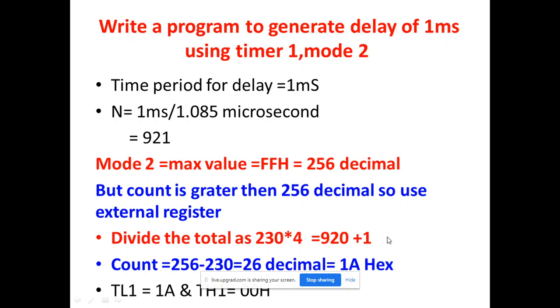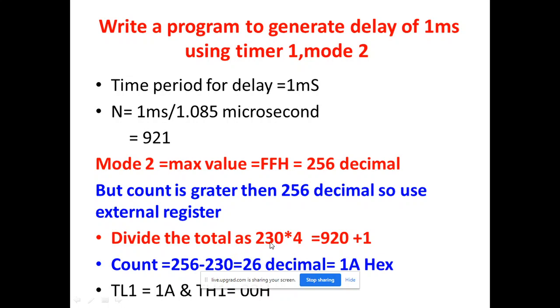All of you agree with this? I am creating 230 only. I can't cross this limit. The maximum limit is 256 only that I can generate with the help of mode 2. But my count is more than that, and that's why I keep it in a loop. How many times will I execute that loop? 4 times. 230 into 4 is nothing but 920, and plus 1 creates 921 as per our requirement.